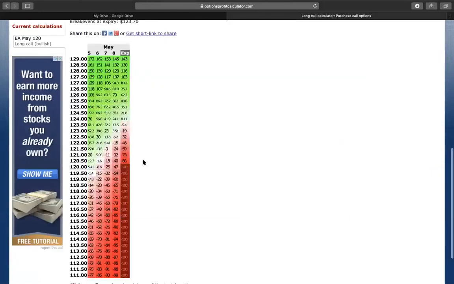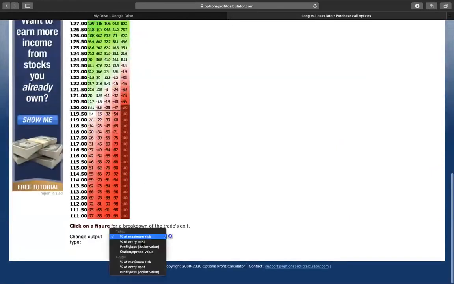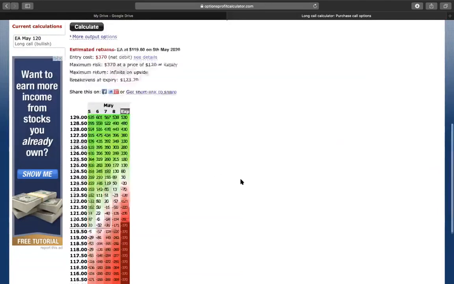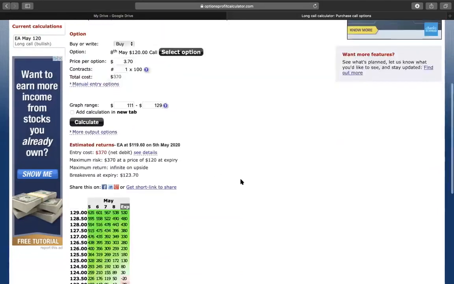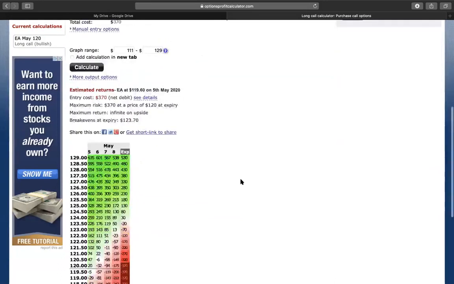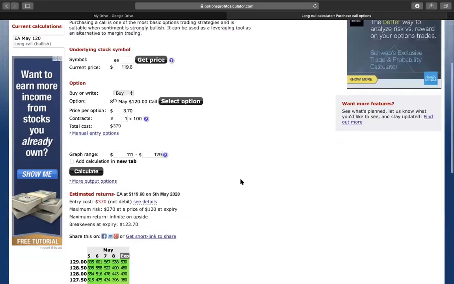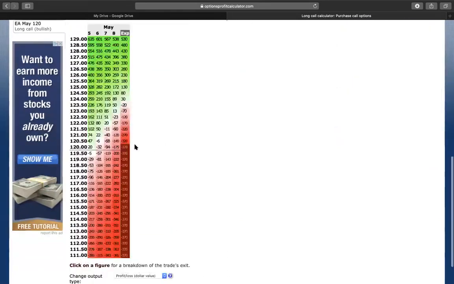EA does have earnings, so it's kind of risky. So look, let's say you buy one contract on EA for $370, right? If EA is currently at 119.6, and EA goes to 121, you make $74. This means that you're up 20%.